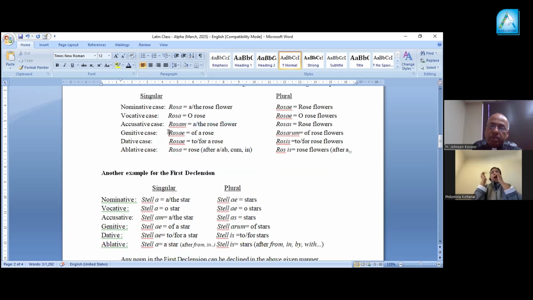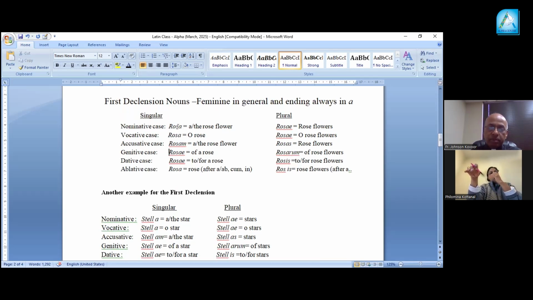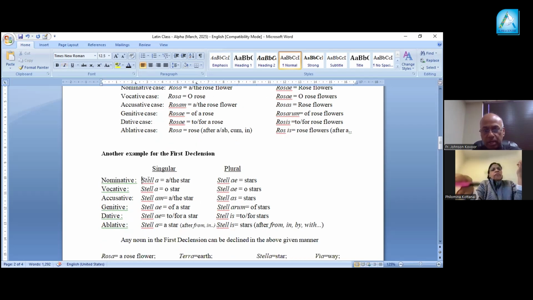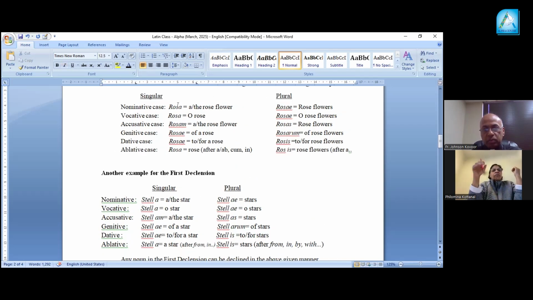Then genitive case means the possessive case of somebody. For example, it may be better for you to look at this Stella. The last one, if we keep a separate A, you can easily understand how the change comes. So Rosa, Rosa, we are adding M with A, Rosam.